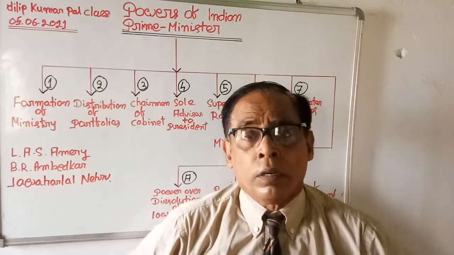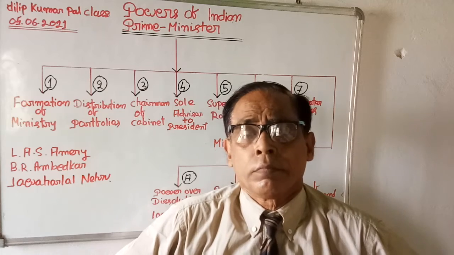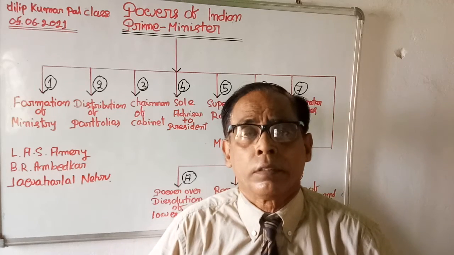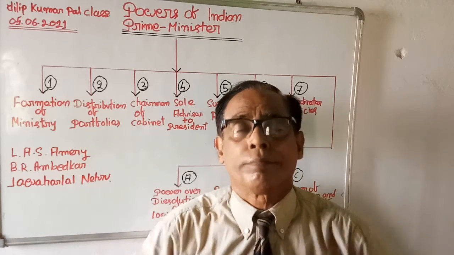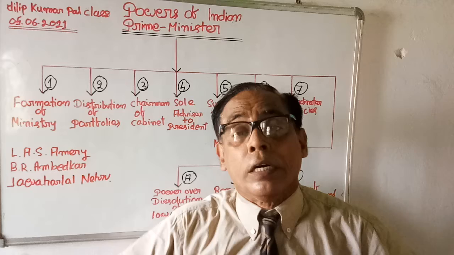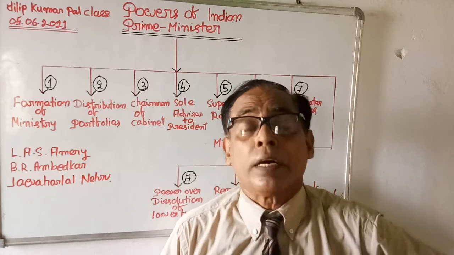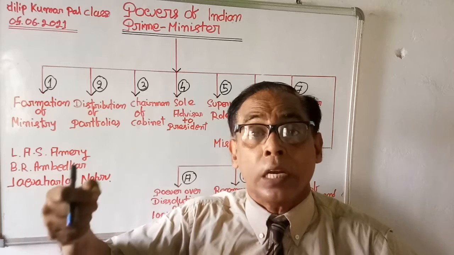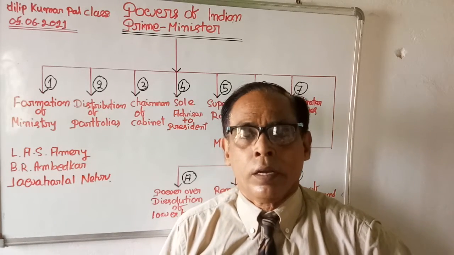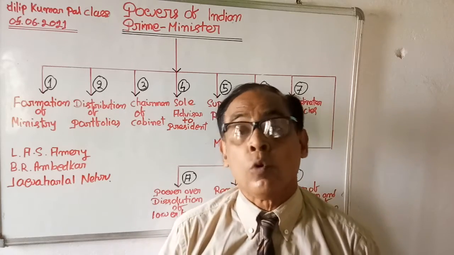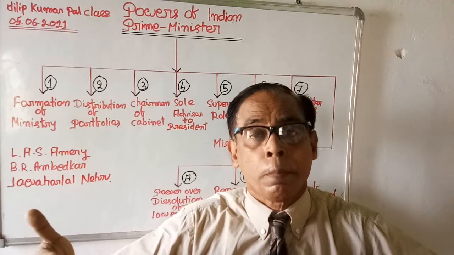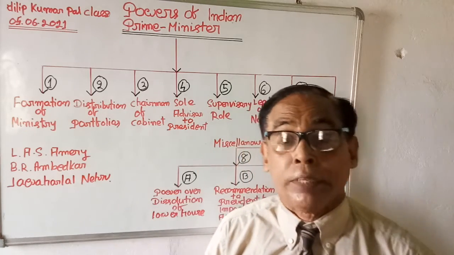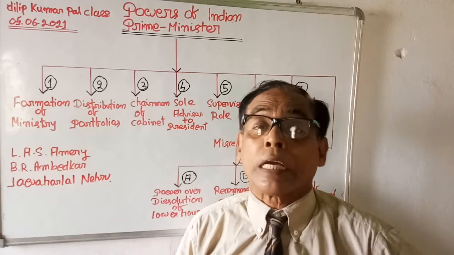And whenever there is any problem for the country, the prime minister convenes the meeting of the cabinet and decides what matter will be discussed in the cabinet. The agenda of the cabinet meeting is prepared by the prime minister, and that matter is discussed in the cabinet which the prime minister wants to be discussed. And after discussion, what is the final decision of the cabinet? It is also decided by the prime minister. So the third important function of the prime minister is that he is the chairman of the cabinet.